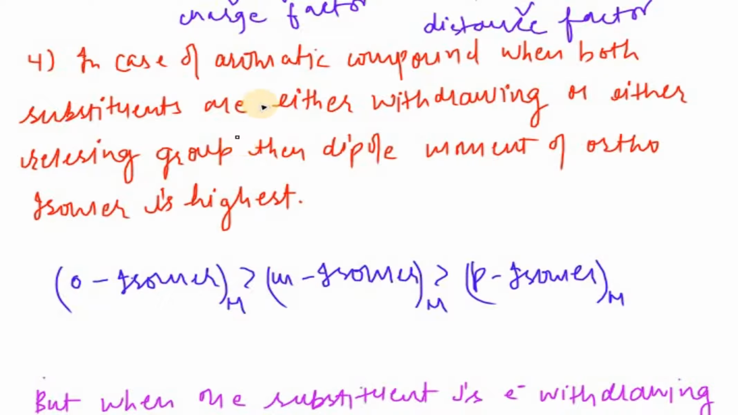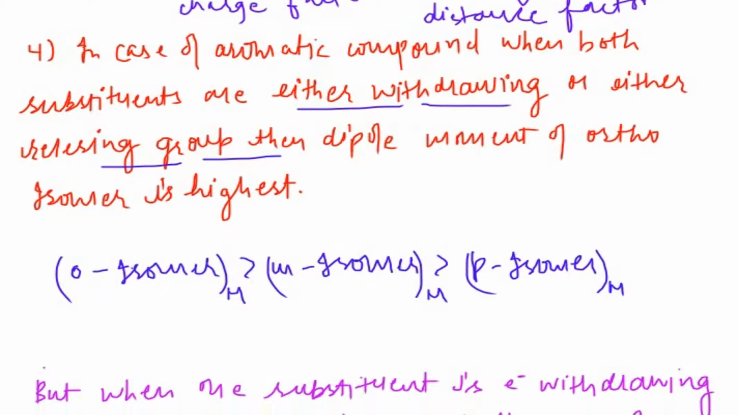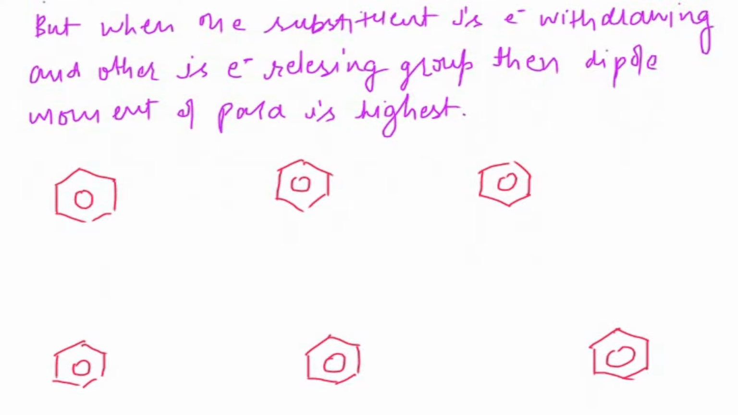So why is it high? It is high when both substituents are either withdrawing groups or both are releasing groups. But when one of the substituents is electron withdrawing and another is electron releasing, then dipole moment of para is highest. So let's talk about it: here we have NH2 and here we have NO2. Here we have NH2 and here we have NO2. Here we have NH2 and here we have NO2.